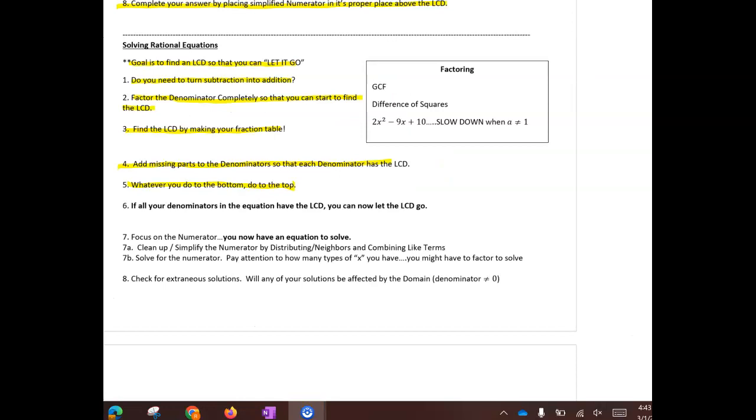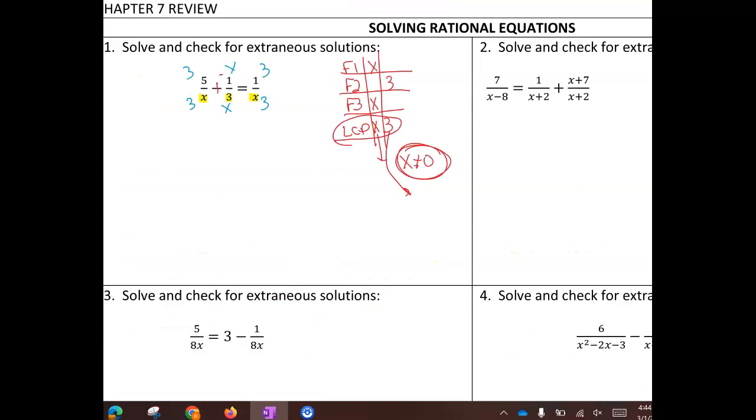So if all your denominators in the equation have the LCD, you can let it go. And then we can just focus on the numerator to solve because we have an equation. Don't forget we're going to simplify like we did on the other problems, but then we're going to solve for the numerator and just pay attention to how many x's you have because you might have to factor to solve. All right, so numerator only.